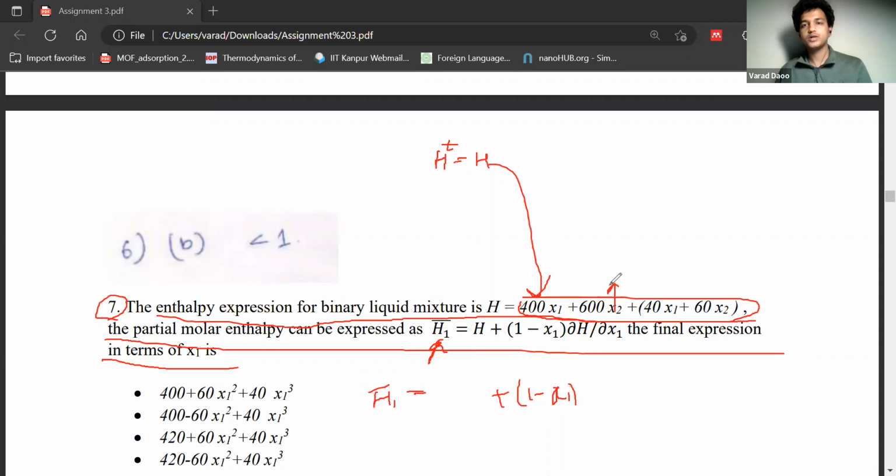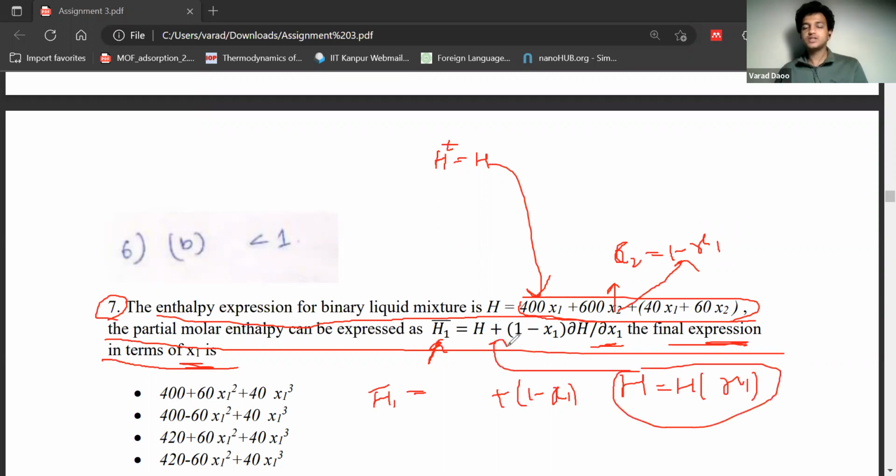So remember to put X2 equals 1 minus X1. So what you should do first, right? Because the derivative is in terms of X1 and also the final expression is asked in terms of X1. So you just substitute everything in this expression, X2 as 1 minus X1, and simplify it right here only. So you'll get H as some function of X1 only. And when you put that into this expression, it will be very easy to do the derivative and all the calculation. It will straight away give you the answer. So try to do it. I'll give you 5 minutes.